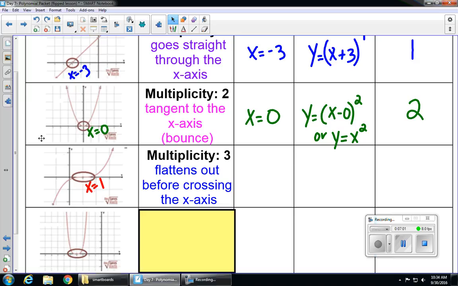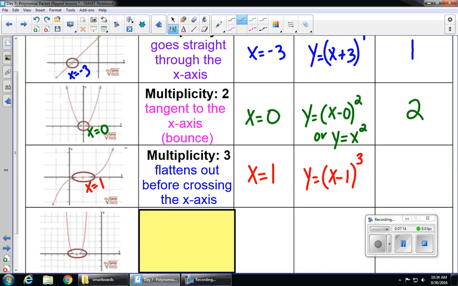So our 0 here would be x equals 1 because a 0 is the same thing as an x-intercept. And our equation would be y equals x minus 1 to the third power. And it's a third degree function. So if you notice so far, what's happening is our multiplicity is matching the degree, and it's also matching the exponent on the outside of the parentheses.